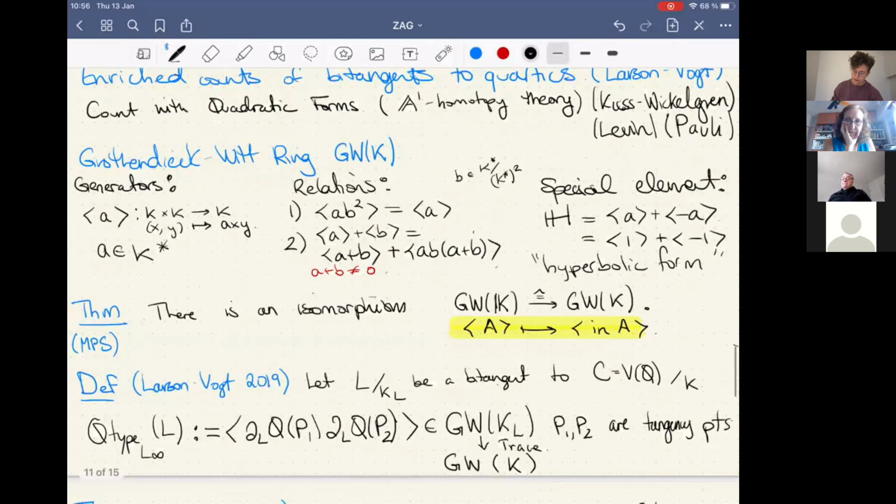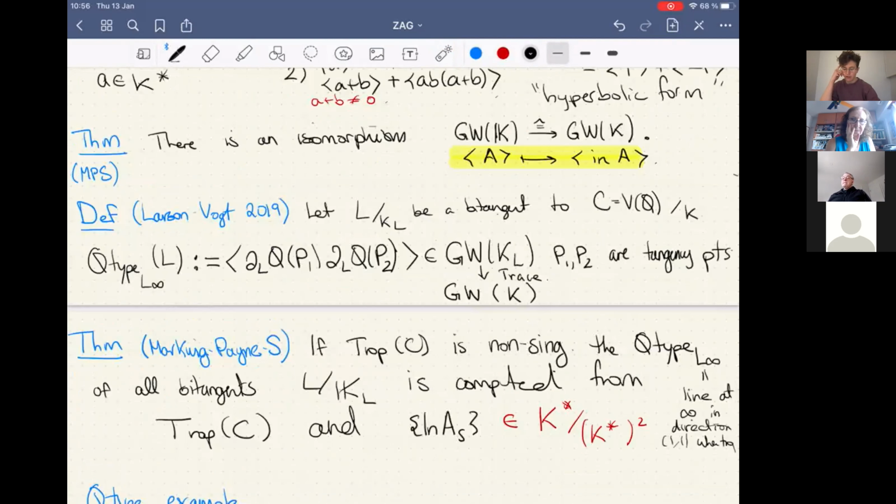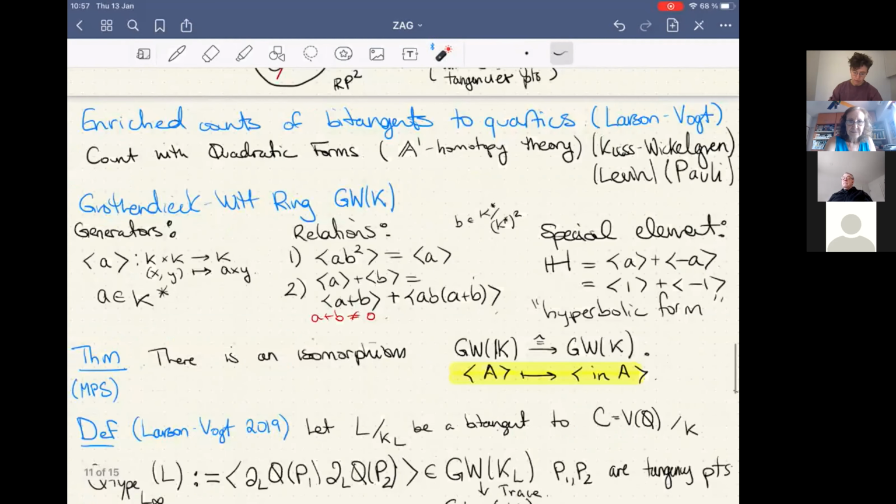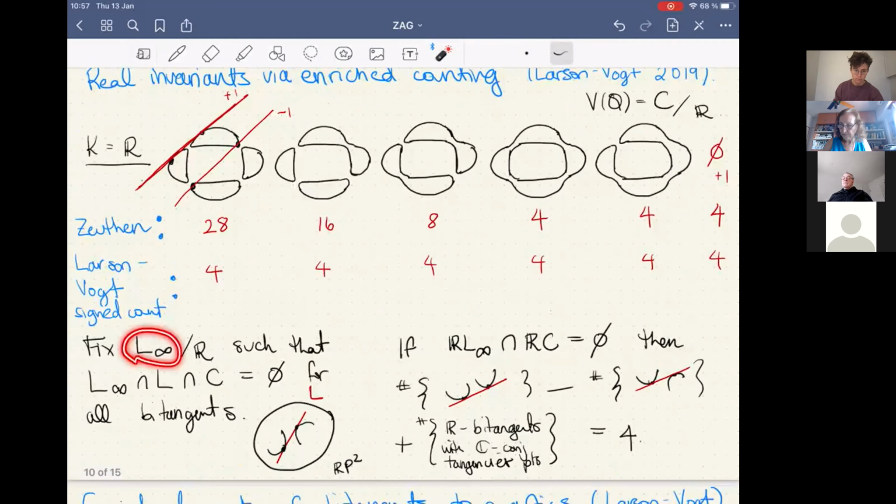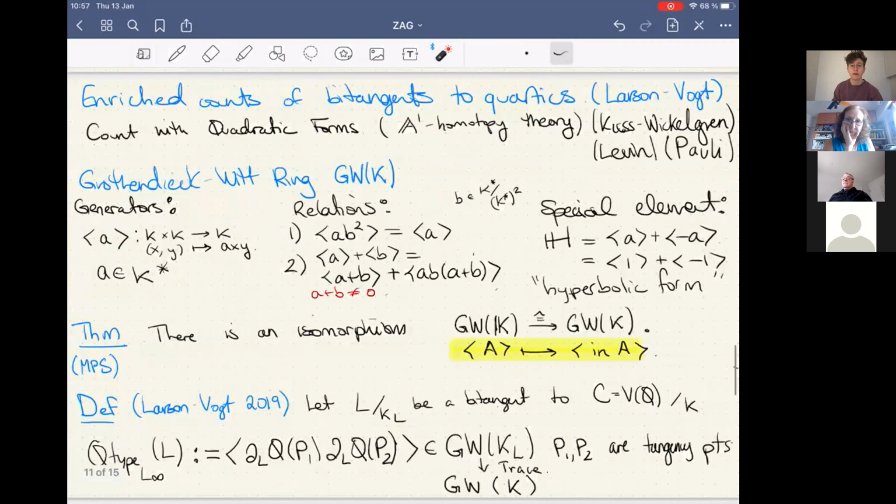Okay, so our main theorem is that if we have C being a non-singular tropical curve, the Q-type of all of the bitangents, so over the algebraic closure, the field of definition of C will have 28 bitangents, right? And all of these bitangents, no matter what field of definition they are defined over, their Q-types can be computed from this trop C and these initials of the coefficients of the defining polynomial. And in fact, the initials mod squares. So what's important here is that in the Larson-Vogt setup, you're free to choose your line at infinity wherever you like. If you want this invariant, you should choose your line at infinity to not touch the curve. But to define this Q-type, you can choose your line at infinity wherever, you just don't get an invariant, unfortunately.